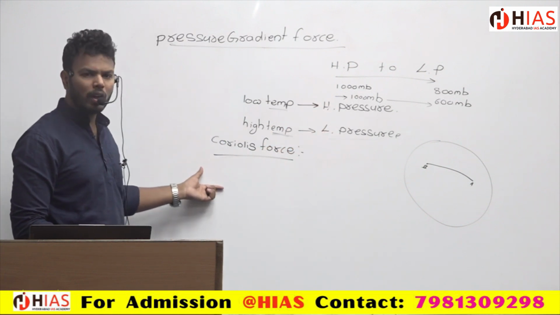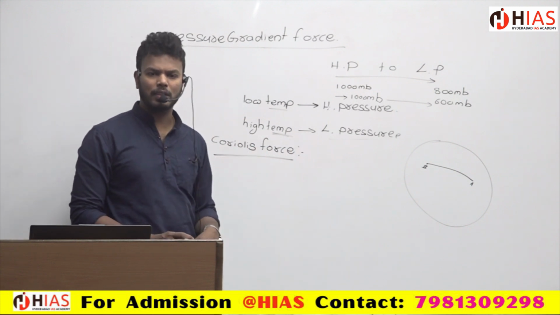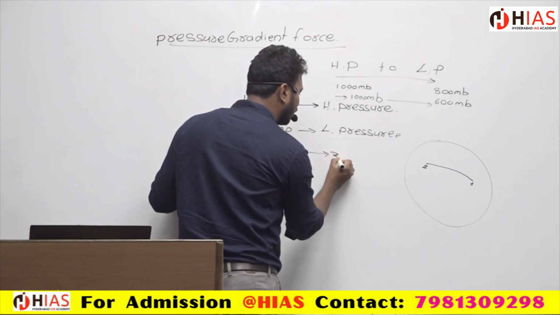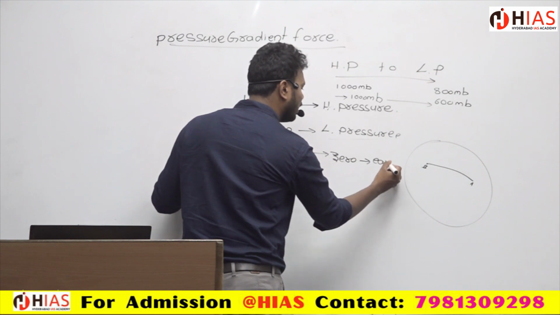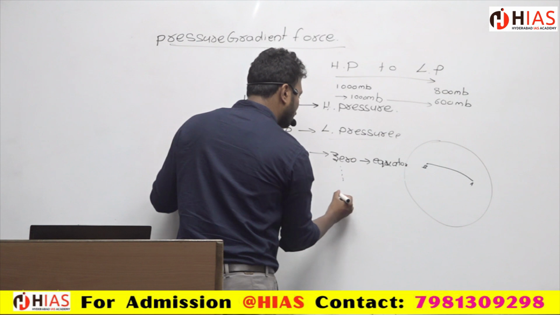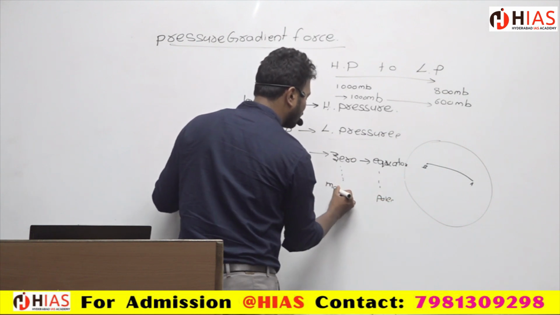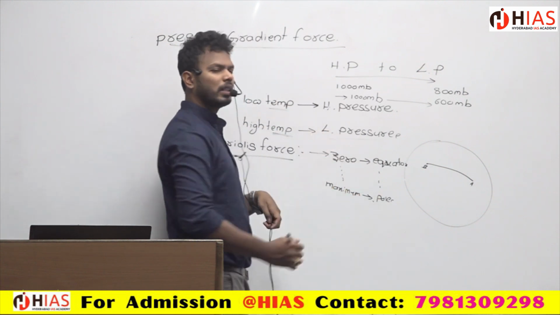So what is this Coriolis force, how can we experience it? We will be discussing. This Coriolis force is zero at the equator. From the equator, if it goes towards the poles, Coriolis force is maximum. So Coriolis force is maximum at the poles.